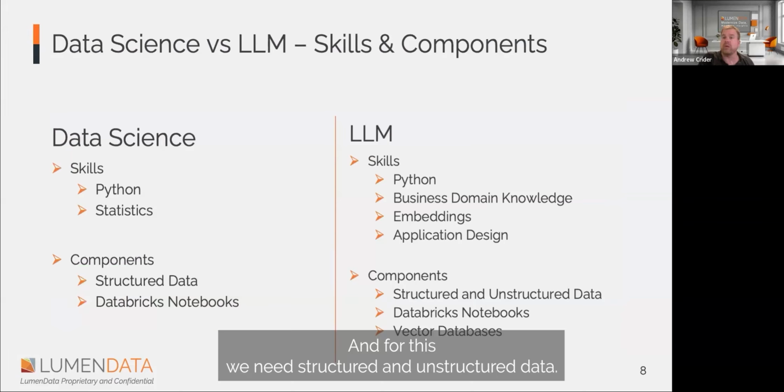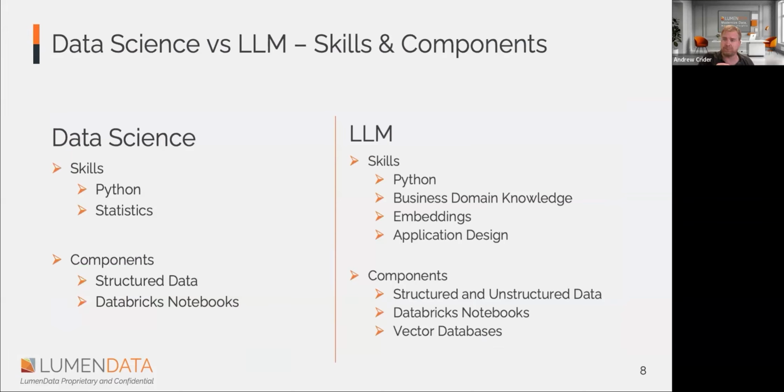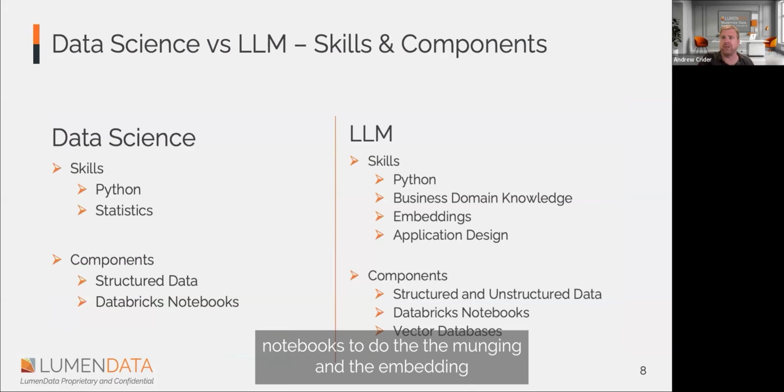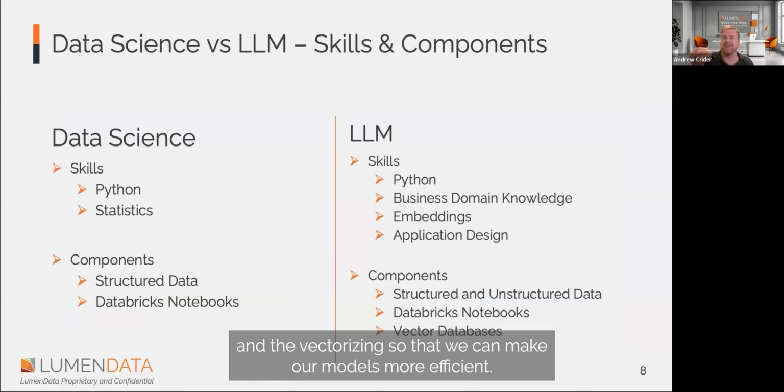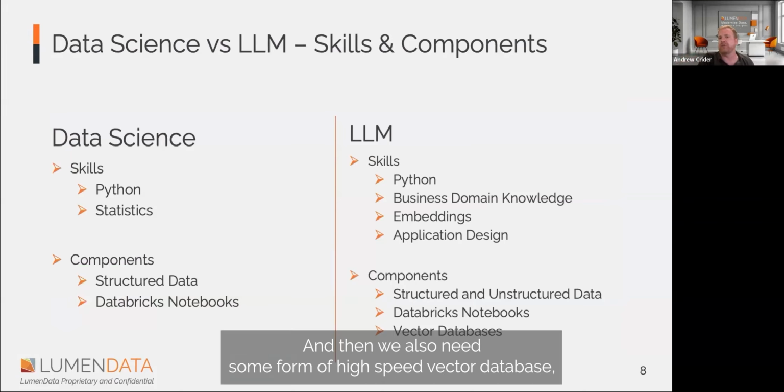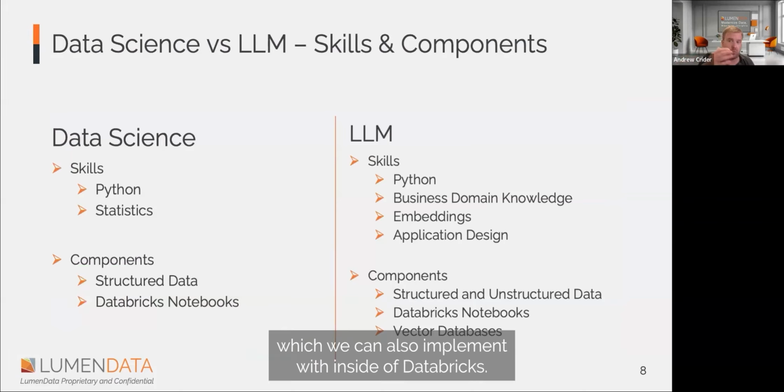And for this, we need structured and unstructured data. Databricks notebooks to do the munging and the embedding and the vectorizing so that we can make our models more efficient. And then we also need some form of high-speed vector database, which we can also implement inside of Databricks.